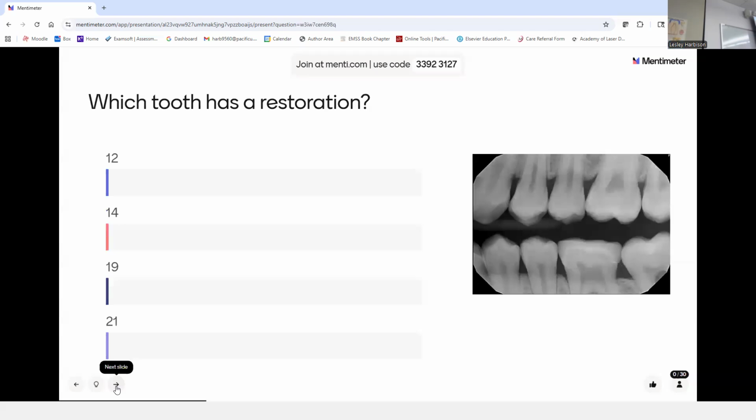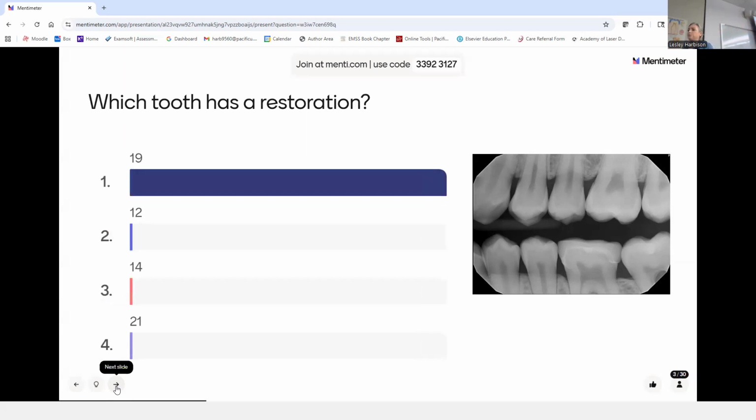So which tooth has a restoration on it? This one should be easy. Yeah, so you guys should definitely start seeing it. That one's not so subtle, but for some people who haven't looked at any kind of restorations, it can be hard.